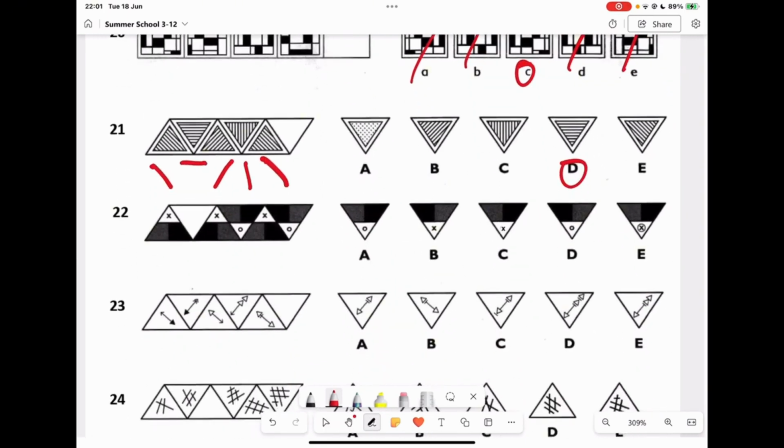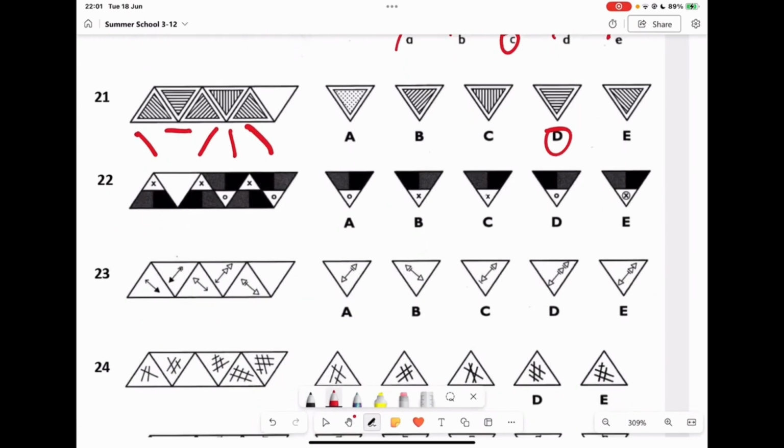Okay, next we have 22. We're going to assume that it's asking for an answer here. Oh no, it isn't. No, there's an empty space. It's asking for an answer here. So we can expect the white area to be at the bottom, which is the case in A, B, C, D, E. And then we can expect it to have a circle. So we can rule out B, C, and E.